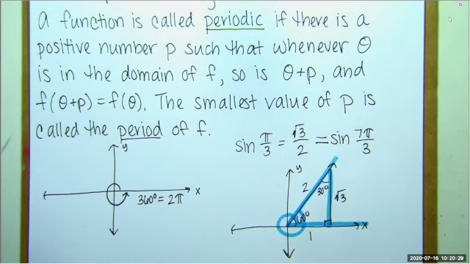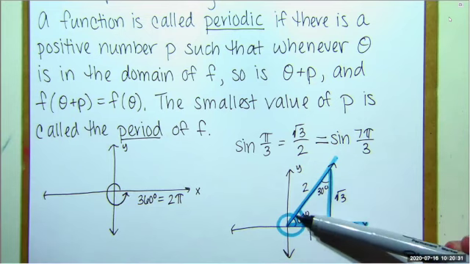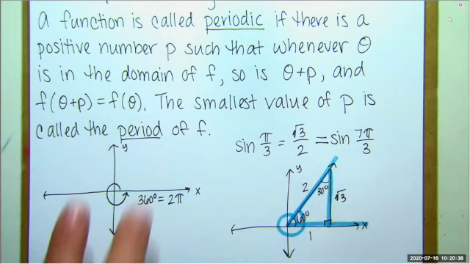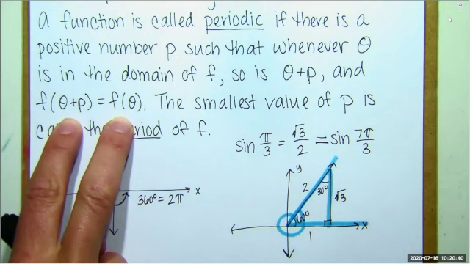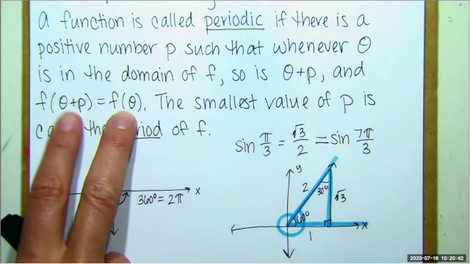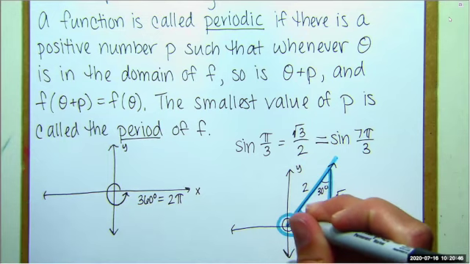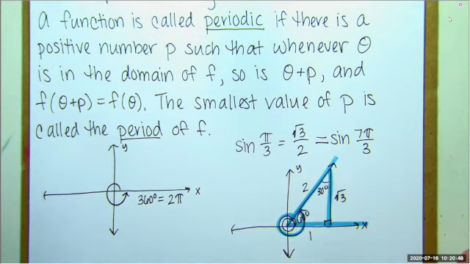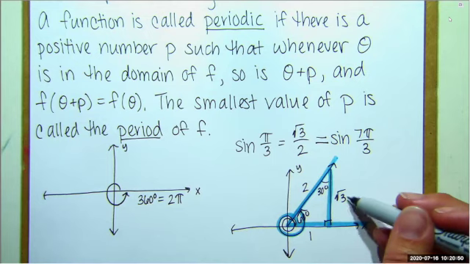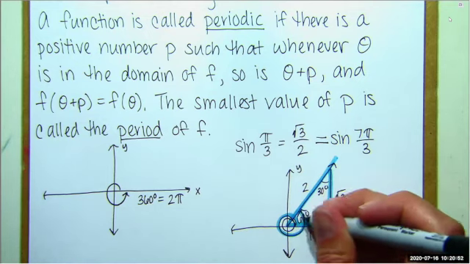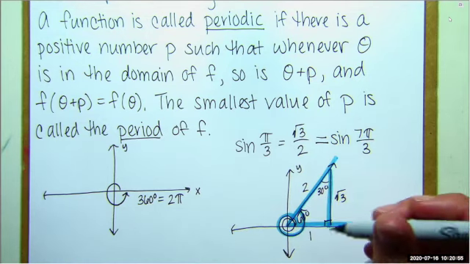It turns out that for sine, any time we make a full revolution, we get back to where we started, and we're going to have those outputs. This f of theta plus p is equal to f of theta. We're going to have repeating values. You can think about this: if we were to make 2 full revolutions and come back to this angle, sine would again be root 3 over 2. If we made 3 full revolutions and come back to this angle, we'd get the same output.